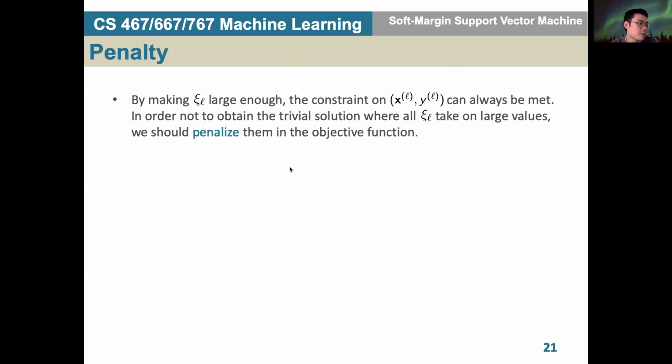Right. So we can just make this variable large enough. Okay, then the constraint can always be met. So then now we don't have the issue that we cannot draw a line. It's just a question of which line we can draw so that this thing is not too big. Right? This now becomes part of the optimization variable. And if it is big, we definitely want to penalize it, but we want to add some penalization.